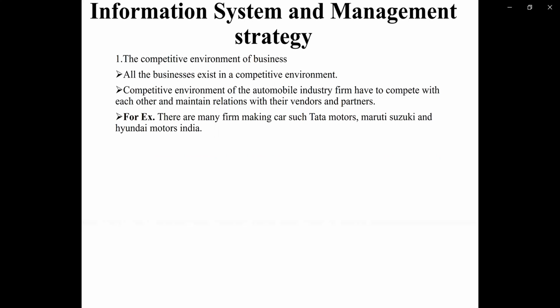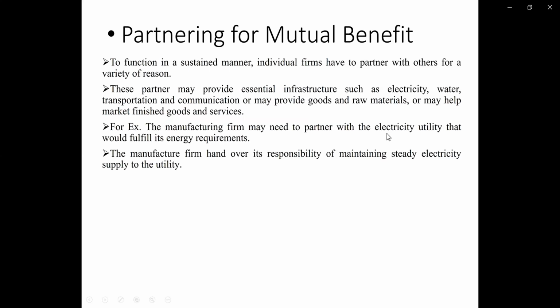Here you can see the example: automobile industry firms have to compete with each other and maintain relationships with their vendors and partners. There are many firms making cars, such as Tata Motors, Maruti Suzuki, and Hyundai. So which type of strategy do they need? Partnering for mutual benefits. Wherever relationships are built with partners, they should be for mutual benefit.